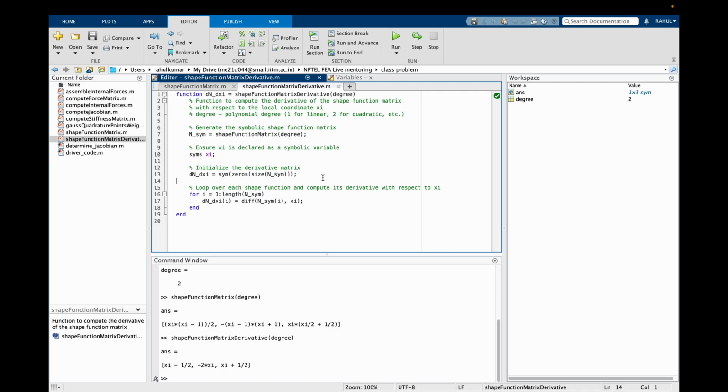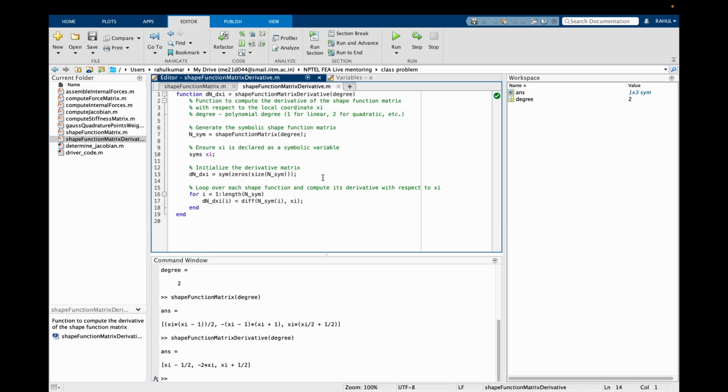Sir, will you share this MATLAB code? Okay, I will try to save this code in GitHub and give the link, or maybe a Google Drive link. Fine. Yes.